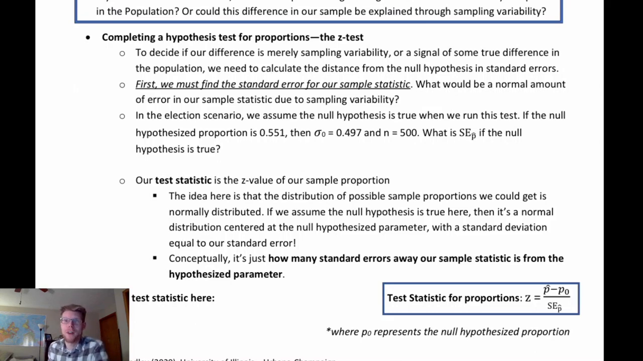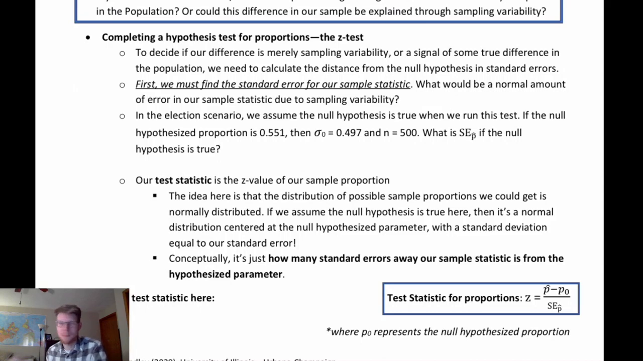So first off, we're using this context with support for the current governor. We asked people how likely they were to vote for the governor again if he or she was against a similar challenger. The null hypothesis is that it would be the same, that the governor has the same support, which is 55.1%. Our p-hat, our sample proportion, was 58.2%, suggesting that in our sample, slightly more people said that they would vote.